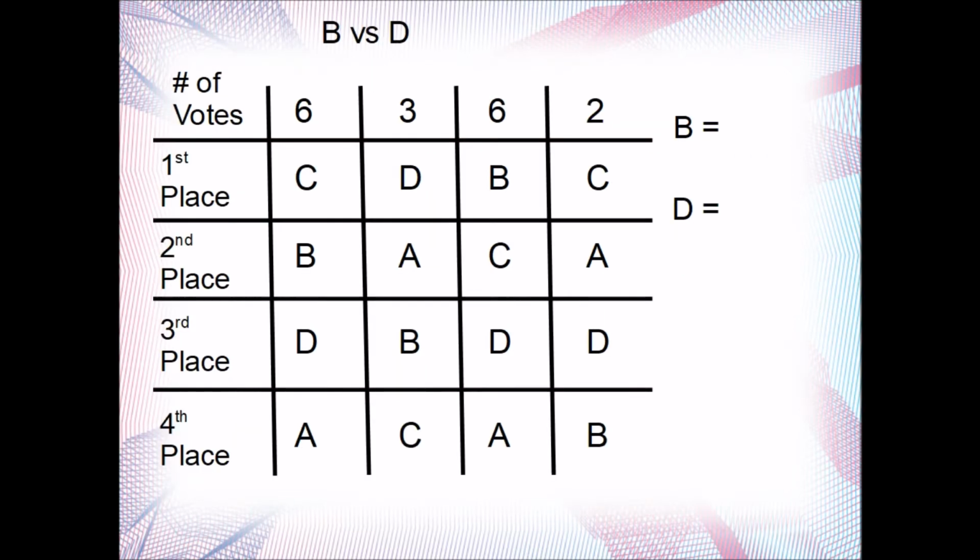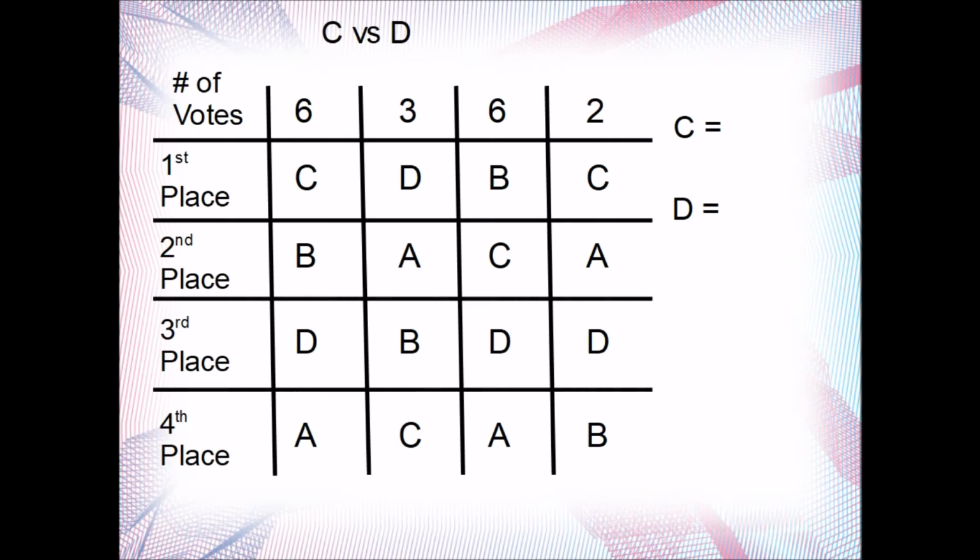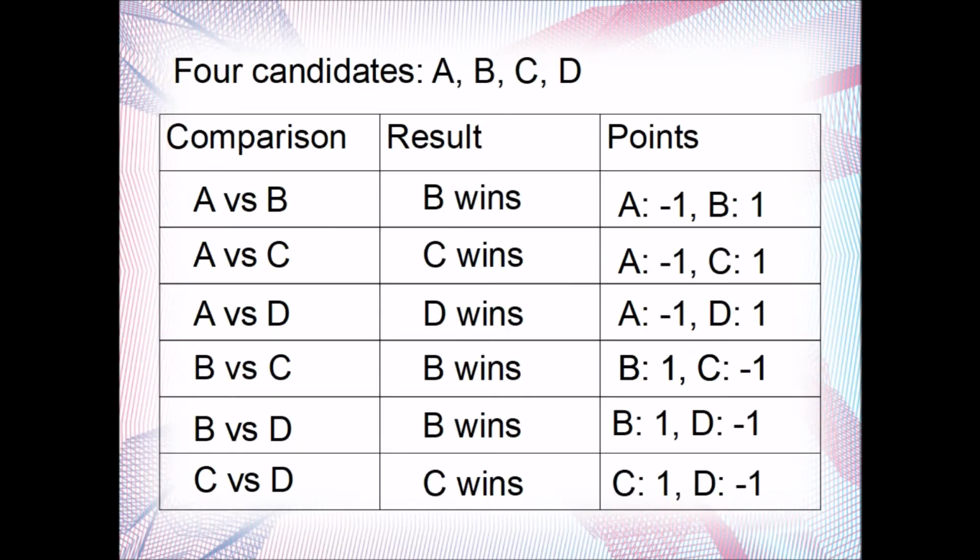So now B versus D, a little faster. 6 people in the first column like B better, 3 people like D better, 6 people like B better, 2 people like D better, 12 to 5, B is the winner. Award my points. And C versus D, same idea. 6 people like C, 3 people like D, 6 people like C, 2 people like C. So C wins that round, and I award my points.